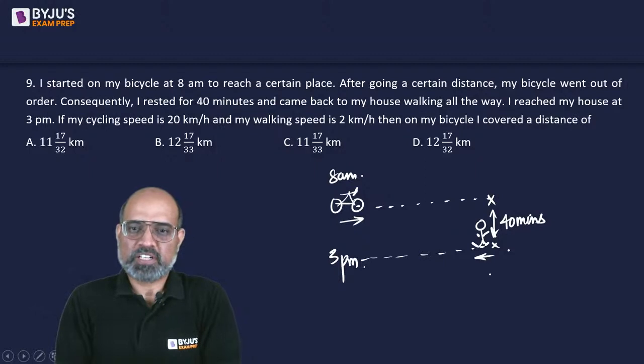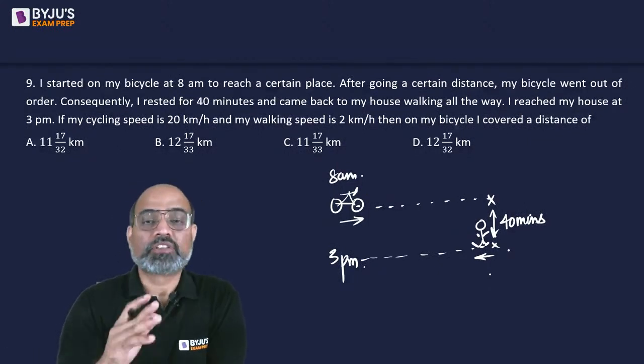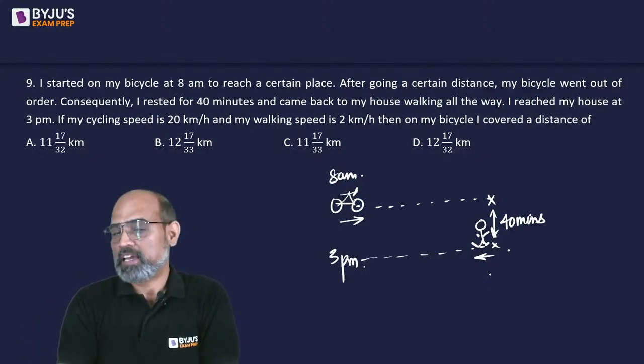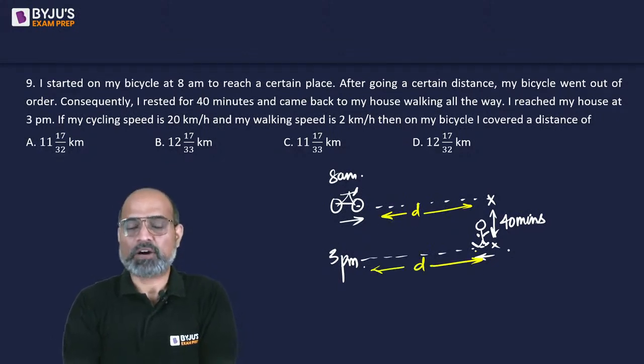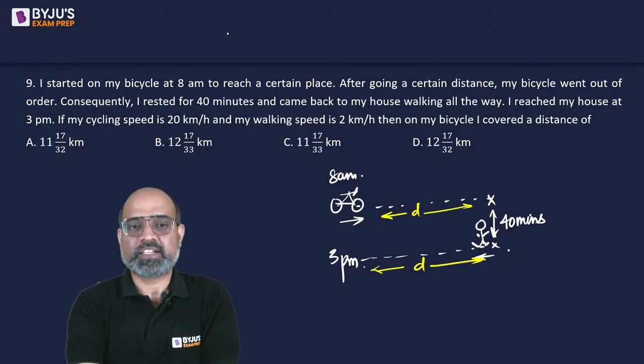I think going through the options will be a bit difficult because the options are complicated fractions. So here we are going to use proportionality. The thing that is constant while going on the bicycle and while coming back is the distance, right? Whatever distance I covered previously is the same distance that I covered now. When distance is constant, we say that speed and time are inversely proportional.